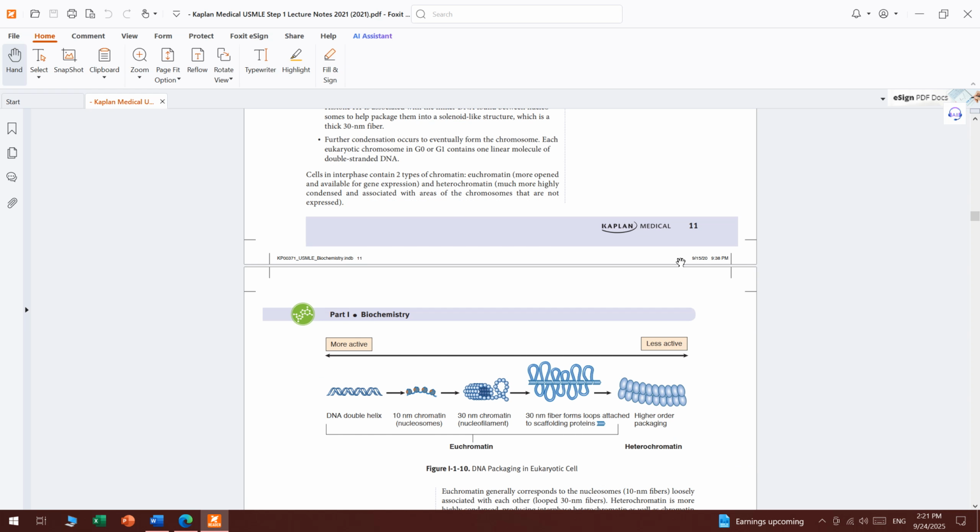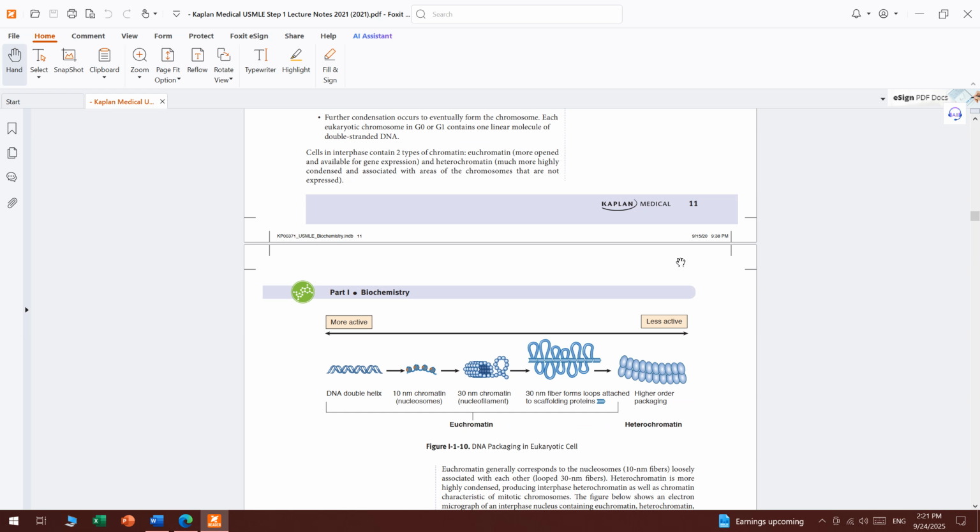Within the interphase nucleus, there are 2 primary types of chromatin, distinguished by their condensation state and transcriptional activity. Euchromatin: this is the more loosely packed and decondensed form of chromatin. It generally corresponds to the 10 nanometers nucleosome fibers and loosely associated loop 30 nanometers fibers. Euchromatin is considered transcriptionally active or potentially active, meaning its genes are more readily available for expression by RNA polymerase and other transcription factors. It stains lightly with DNA binding dyes.